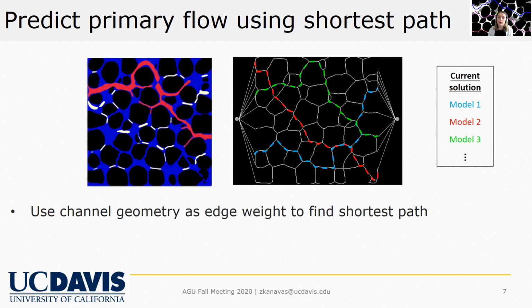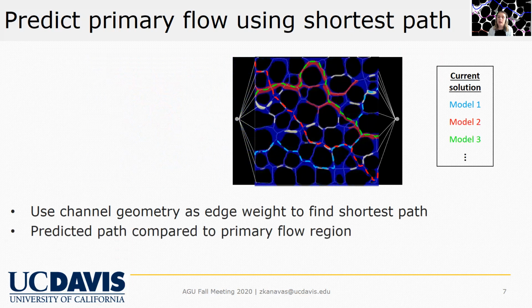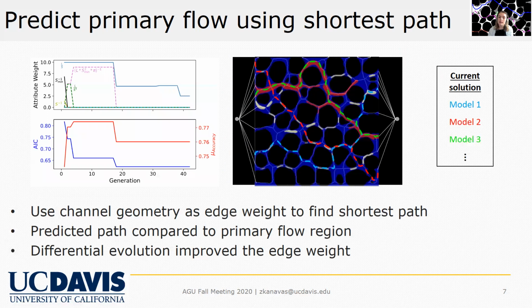How well an edge weight performs is based on how well the shortest path matches the known primary flow region. To find the best edge weight, we use differential evolution, an evolutionary algorithm. Differential evolution would improve the edge weight by changing what geometric attributes were being incorporated, aiming to increase the match between the predicted path with its known primary flow region, while penalizing for over-parametrization.